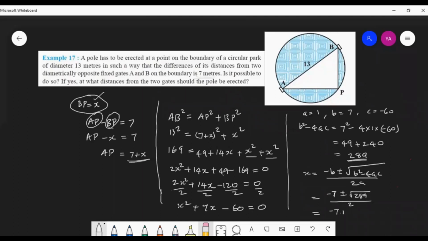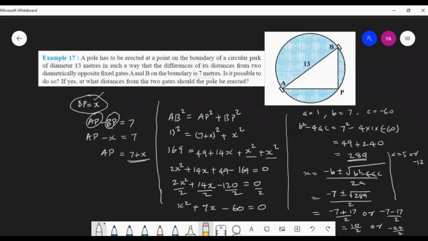So minus 7 plus 17 by 2 is one choice, and also minus 7 minus 17 by 2 is another choice. So reducing this, what will you get? Minus 7 plus 17 is 10, right? 10 by 2, or minus 7 minus 17 is minus 24, 24 by 2. Again reducing this, what will you get? x is equal to 5 or minus 12.